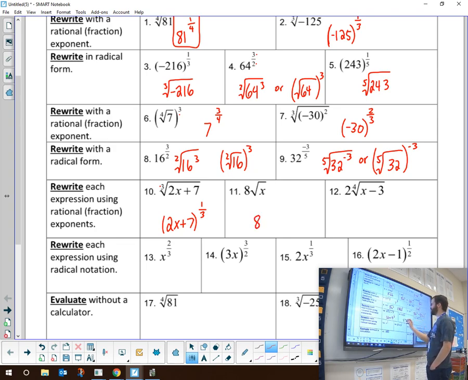My next one, 8 times the square root of x. We could also write this as 8 times x to the power of 1/2. Remember, there's an invisible 2 right there.